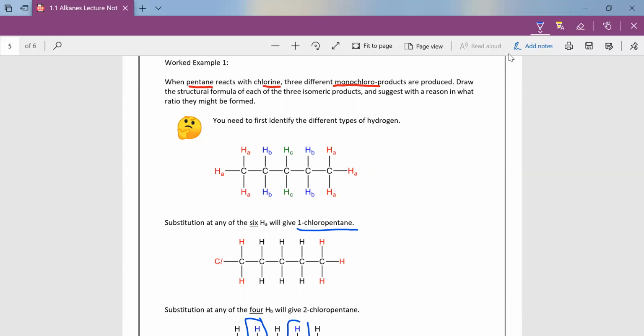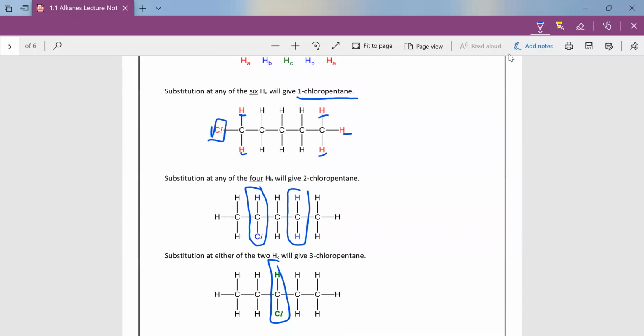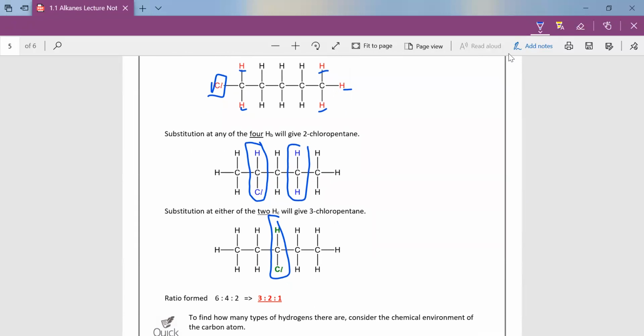All right, so I've labeled for you using colors and alphabets, so you can see that there are actually 3 kinds of hydrogen. Okay, so substitution at any of the 6 HA will give you 1-chloropentane. All right, as you can see here, all of these 6 positions will yield 1-chloropentane, the same product. Likewise, if you substitute at HB, they will give you 2-chloropentane, and HC will give you 3-chloropentane.